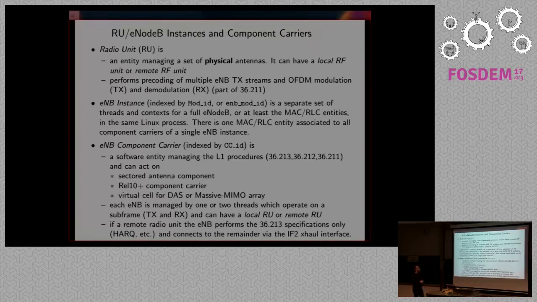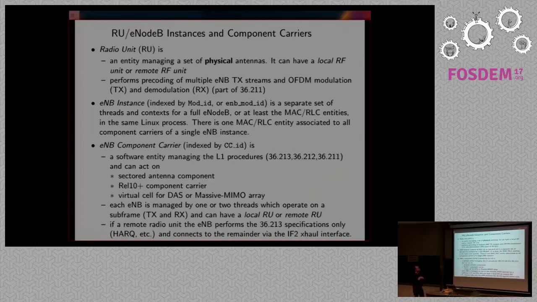Now, what does it actually do? It performs two operations. It performs what we're calling pre-coding, and I'll explain what that is. Basically, that's the operation of taking several logical base stations and generating the signals on the antennas. That's the notion of pre-coding. And it also does OFDM modulation: the conversion from frequency to time on the transmit end, and from time to frequency on the reception end.